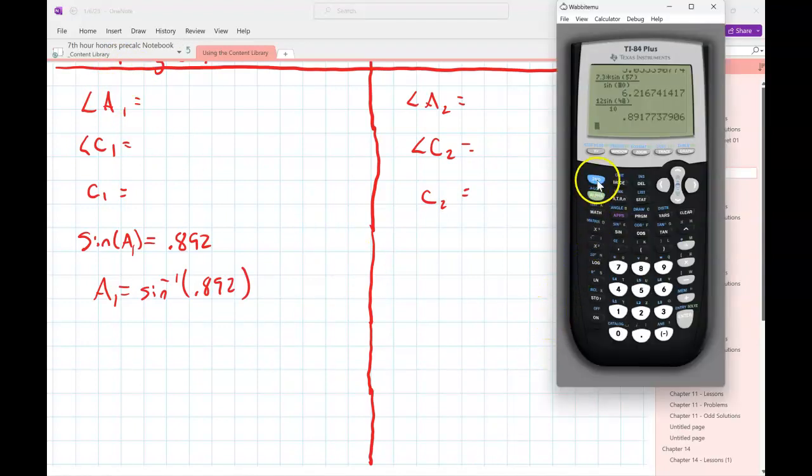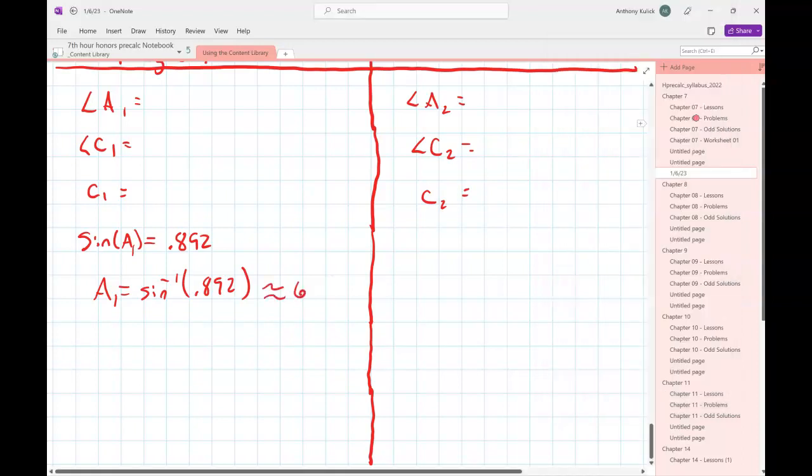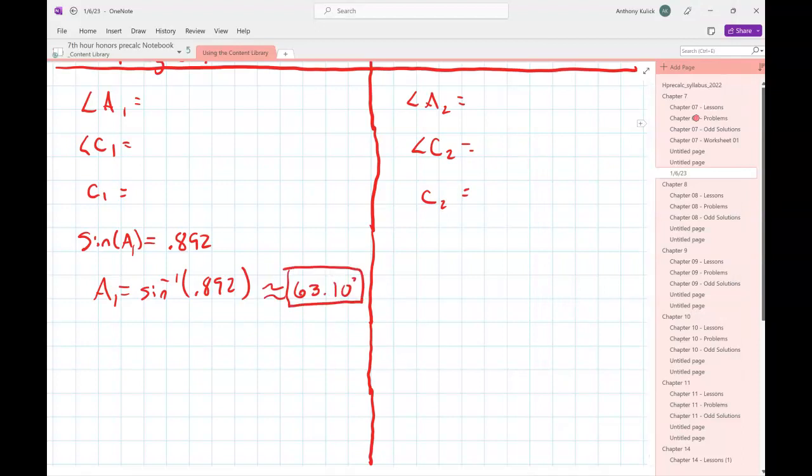So I'll go to my calculator, second, and then sine, and then I'll use the ANS command to grab that previous answer and all of its decimal points. So that gives me 63.10, I guess. Does everybody feel good? No big deal, right? Exactly the same as what we've been doing.